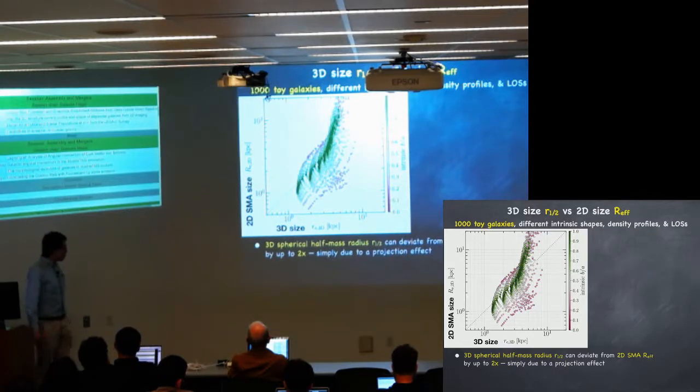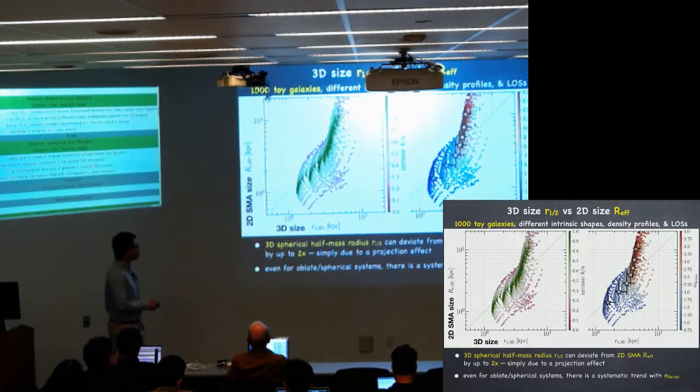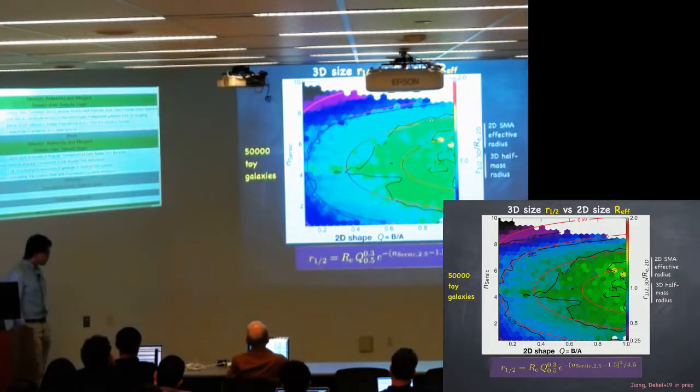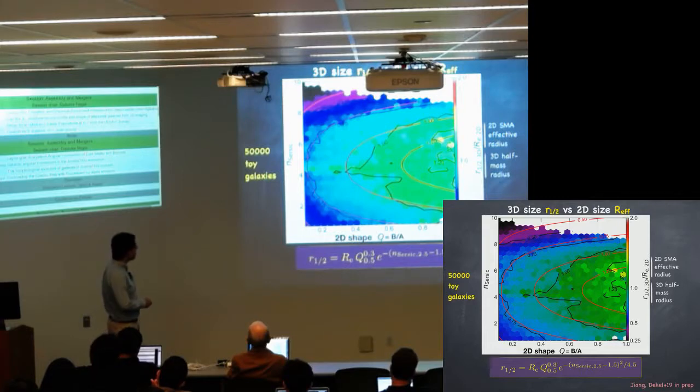Another way to look at this is in the same space, but here we color code the galaxies by the Sersic index. You see a systematic trend with Sersic index. So even for oblate and spherical systems, there is a difference between the 2D and 3D shapes. Not only the sizes, but also the shapes are different. But before moving on to the shape differences, let me give you some practical things that observers can use.